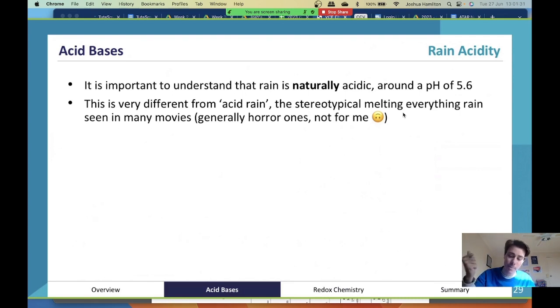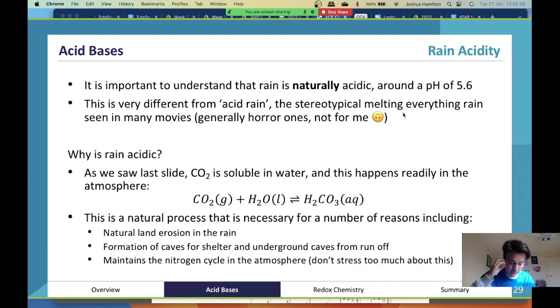Acid rain is when rain becomes overly acidic. Now, acid rain doesn't actually meet that stereotypical melting-everything rain. It's usually not that bad. But I'm sure you've seen in either movies or TV shows, or read in a book, that acid rain burns and melts everything. It's generally like the horror movies. But that's a very stereotypical, over the top way of looking at acid rain. Normal rain is slightly acidic. So why is rain acidic? As we discussed, CO2 is soluble in water.